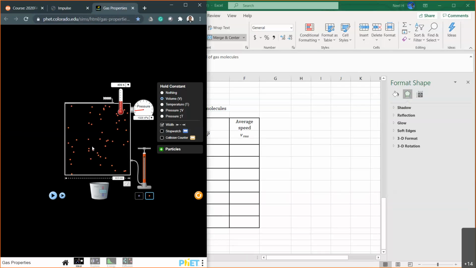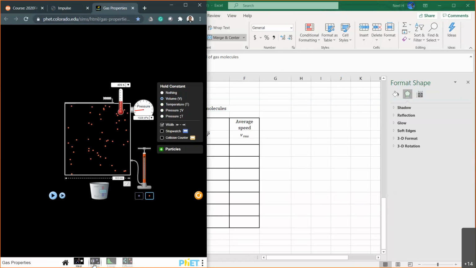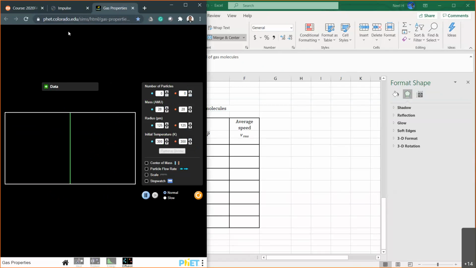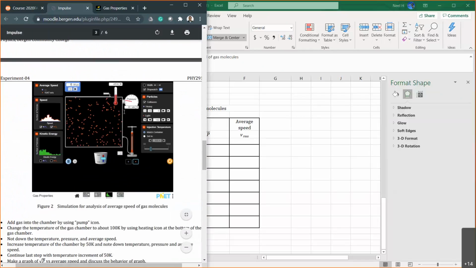All right, now let's see. For that, we have to use the energy. There are 4 different options, right? Out of those 4, let's take a look now. We are on part D. For part D, I have to use the selection energy, okay? Option energy.